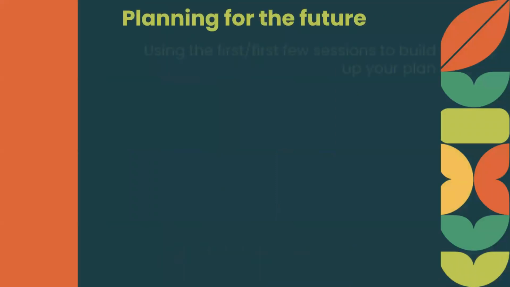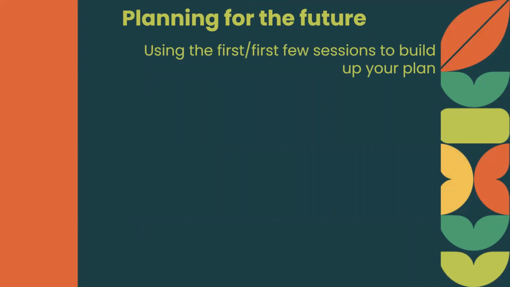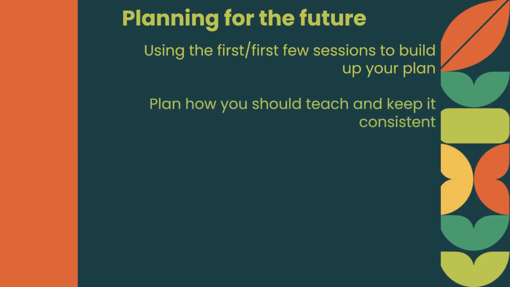And then planning for the future. So use the first session or the first few sessions to build out your plan. Find out the areas in which your student needs to improve on and have a very clear goal of how you want your future sessions to go and the main target that you're aiming towards. So always plan, and when you're teaching, you should also keep it very consistent, so you're delivering the information in the same way. When you've found out how your client or your student learns best, then you need to be delivering that information in the way that suits them best and do it consistently.